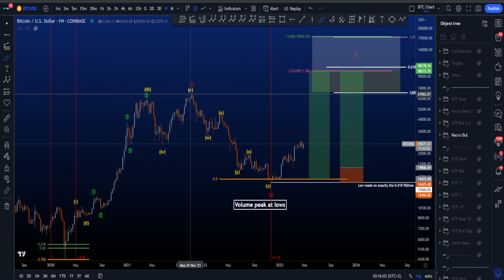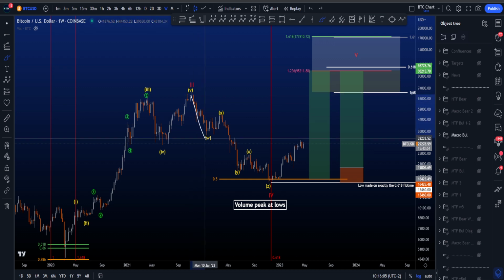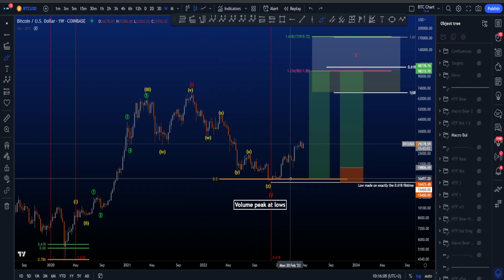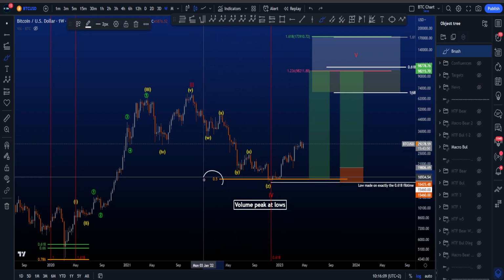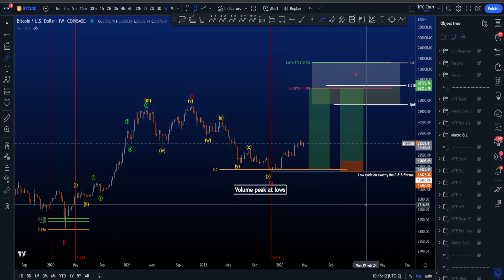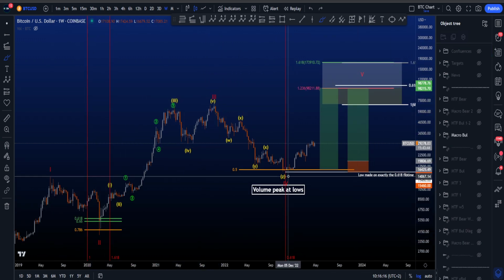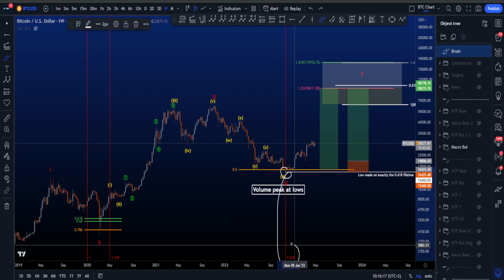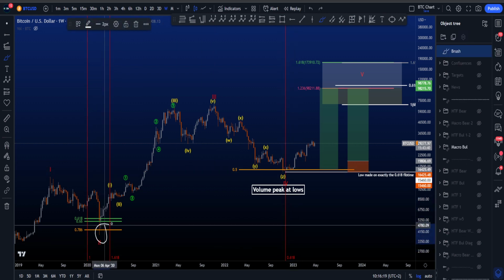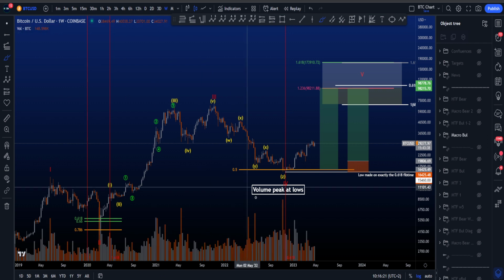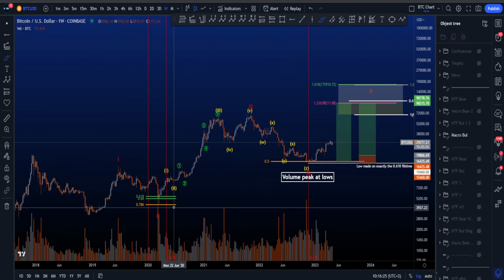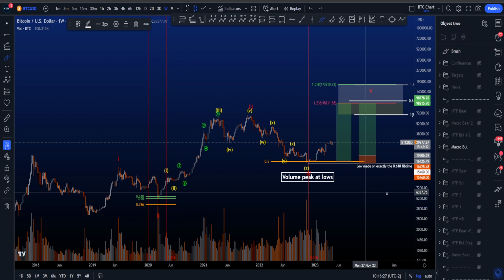In this particular scenario, this wave 4 is already finished after a WXYXZ, which is quite a rare correction, but it did bounce on the 0.5 Fibonacci, which is a maximum target for a wave 4, taken from the low of 2 to the high of 3. It also ended exactly on the 0.618 Fib time, also taken from the low of 2 to the high of 3. And we had a high volume peak at the lows, which can signal a reversal area, just like it did with the low of wave 2 over here.